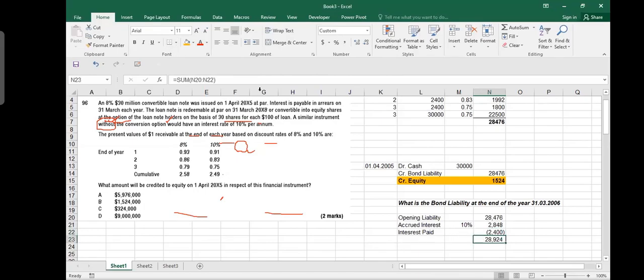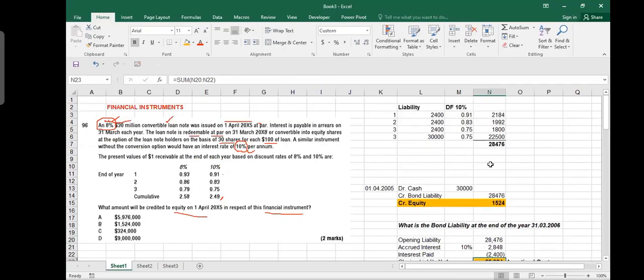I'm just trying to do 2 questions from the same information. So this would be your closing liability at the end of year 1. And this thing is also called amortized cost, if you remember well. We don't need it now. They didn't ask us, but if they had asked us, we would have done it like this. They only asked us how much is the equity portion. We say it is 1.524. That's all.